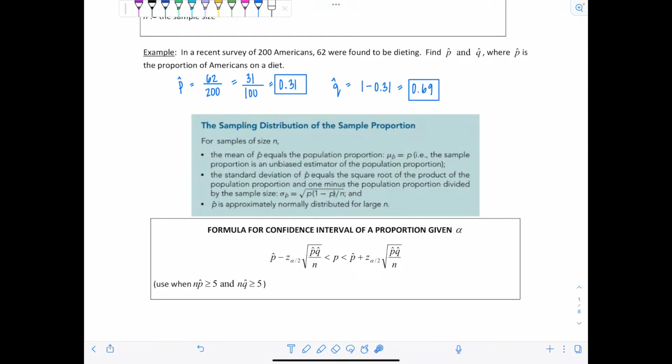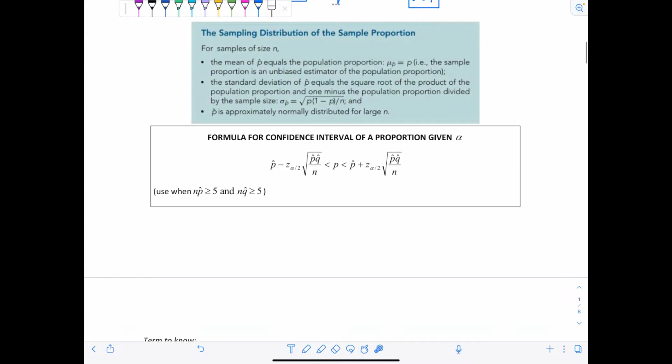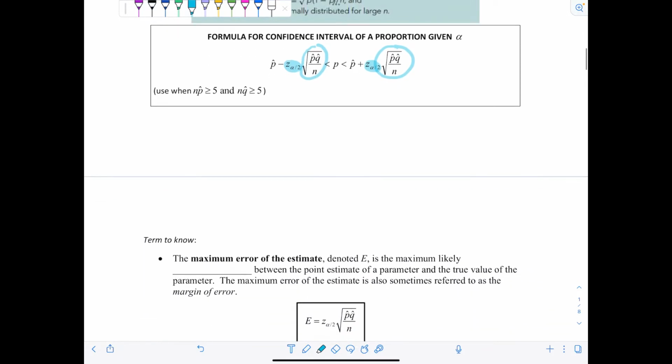So here's the setup for our confidence intervals. I think it's going to be easier for you guys to think of it this way than using the formula from the book. You have p hat minus, notice this is normally distributed, so that's why we're using z sub alpha over 2. And then here is our standard error, basically, or standard deviation, square root of p hat q hat divided by n. And just make sure that n p hat is greater than or equal to 5 and n q hat is greater than or equal to 5.